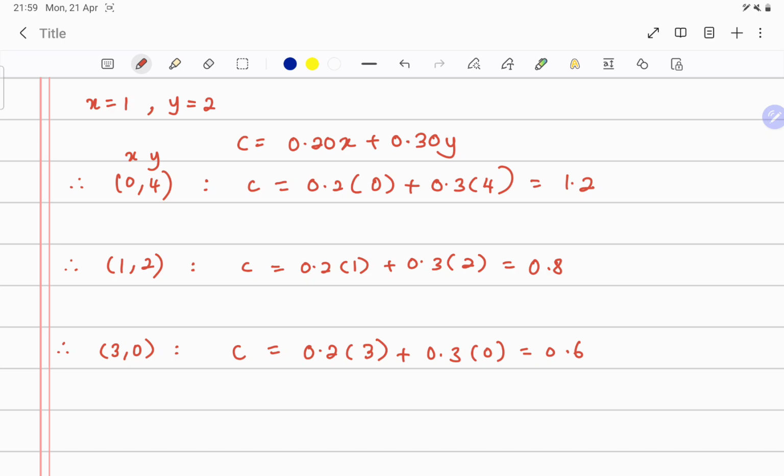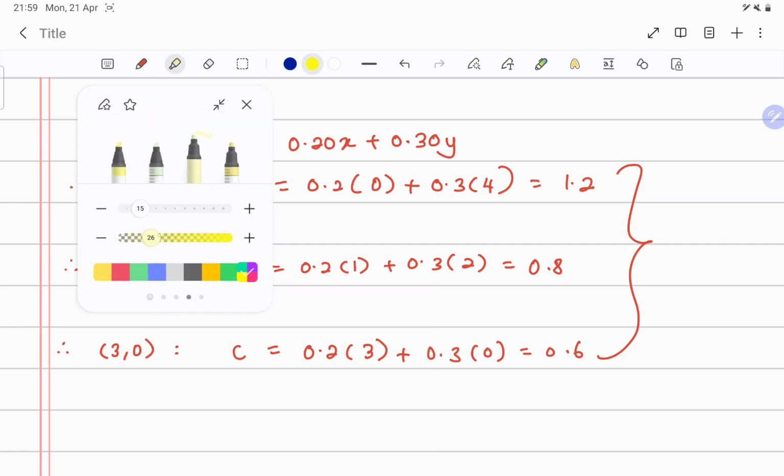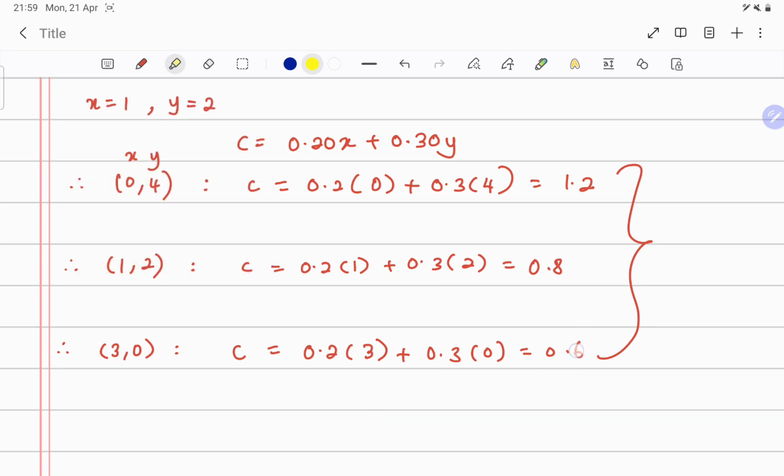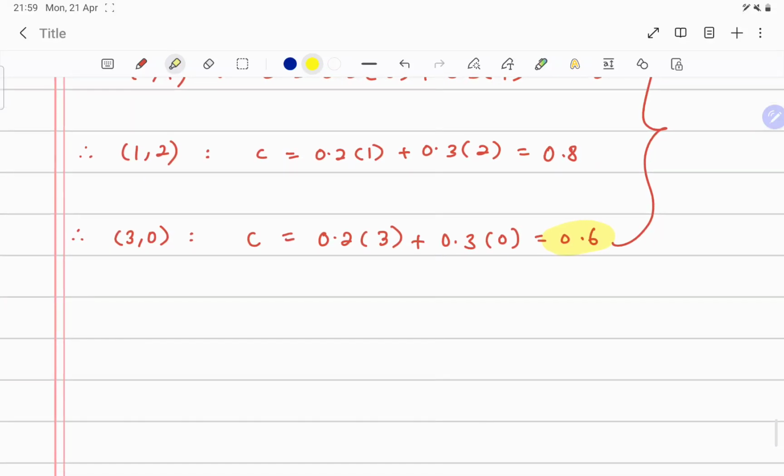Now the question tells you to find the minimum cost, right? So which one is the minimum cost from all of these three? The lowest one is which one? This one, right? This one is the lowest one. So that's why your minimum cost is 0.6. That is your answer. So, done.